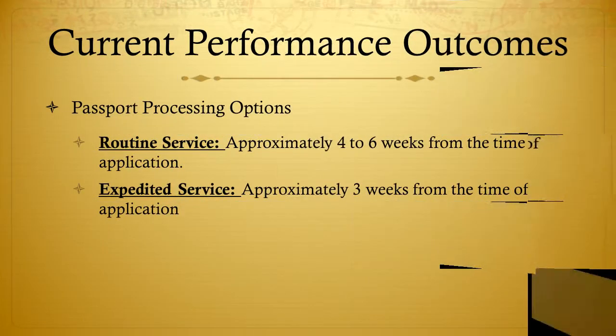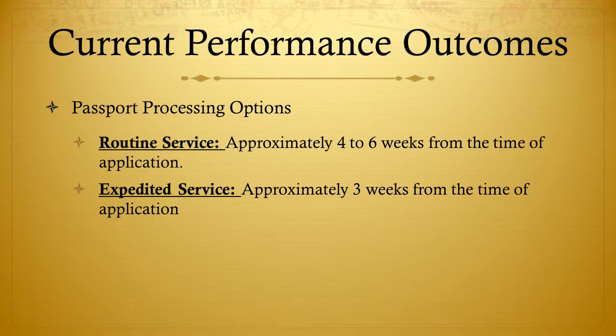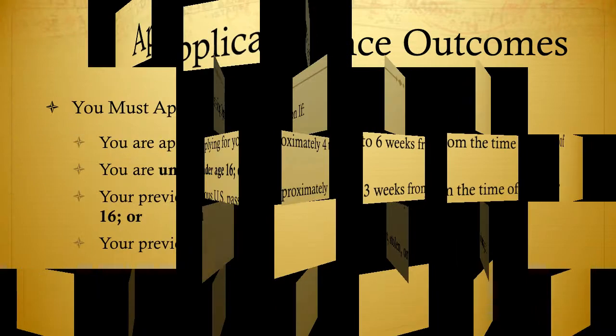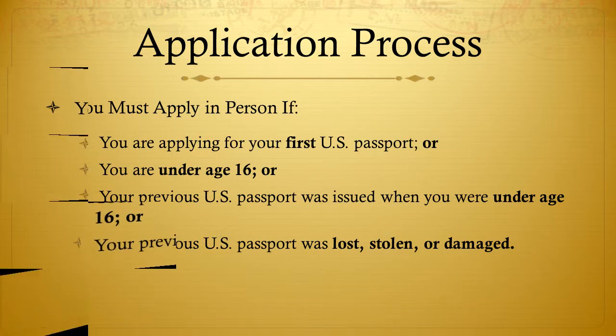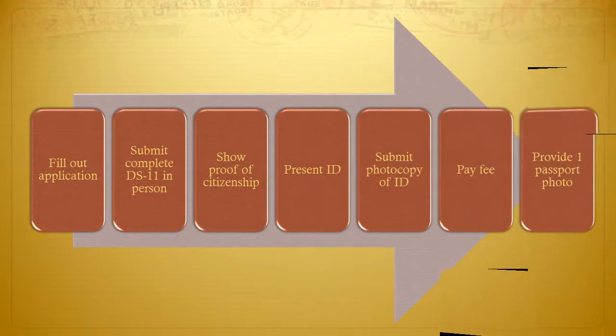There are two passport processing options. The first is a routine service. You will receive your passport in approximately 4 to 6 weeks. The second processing option is an expedited service, in which you will receive your passport documents in approximately 3 weeks. You must apply in person if you are applying for the first time, if you are under age 16, or if your passport was lost, stolen, or damaged.